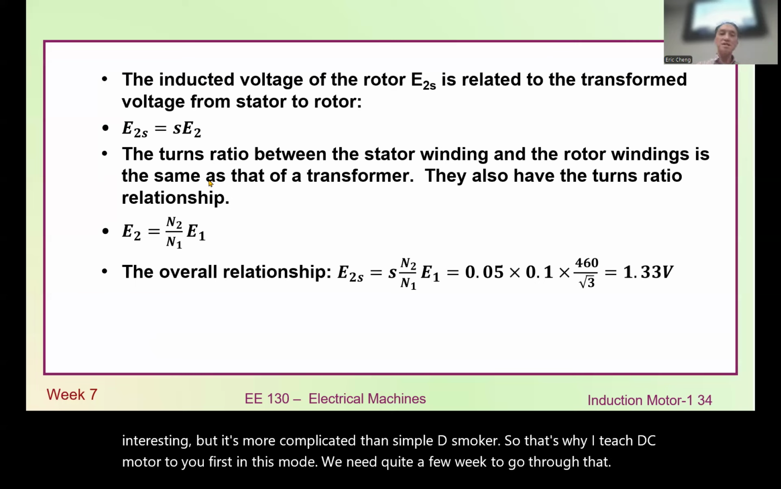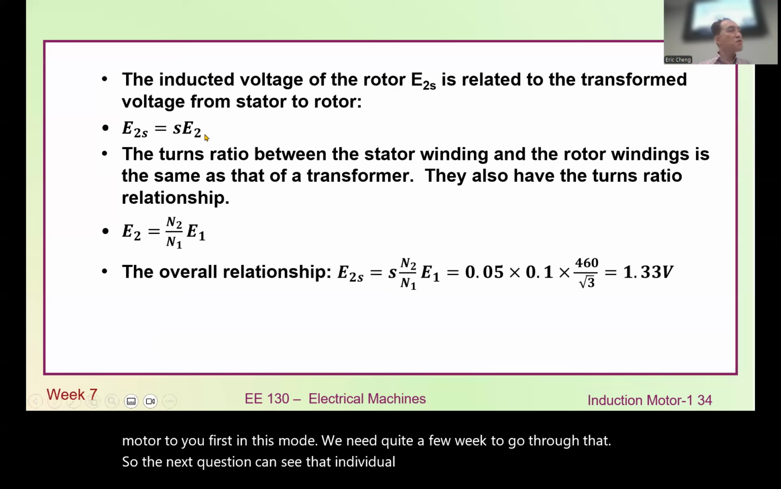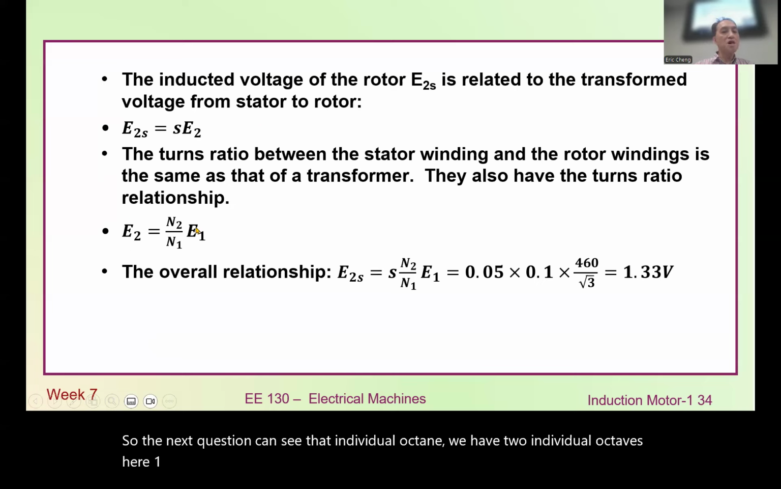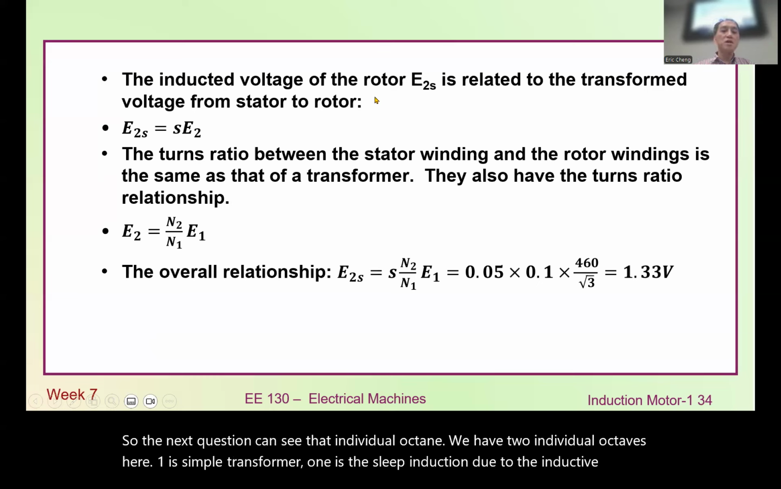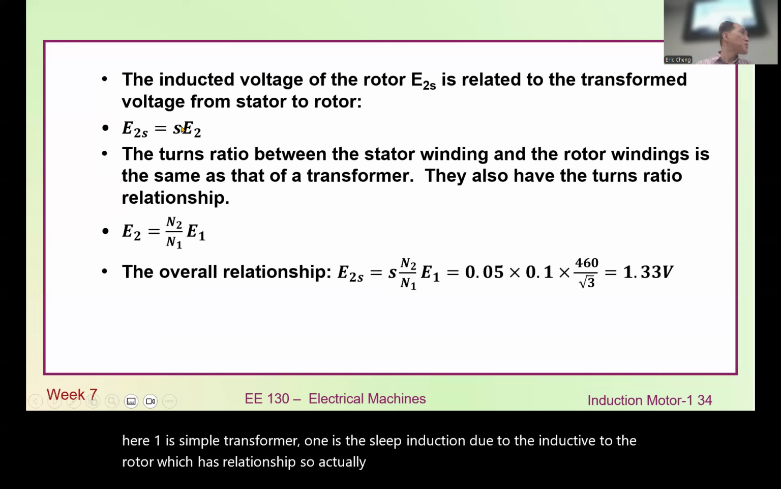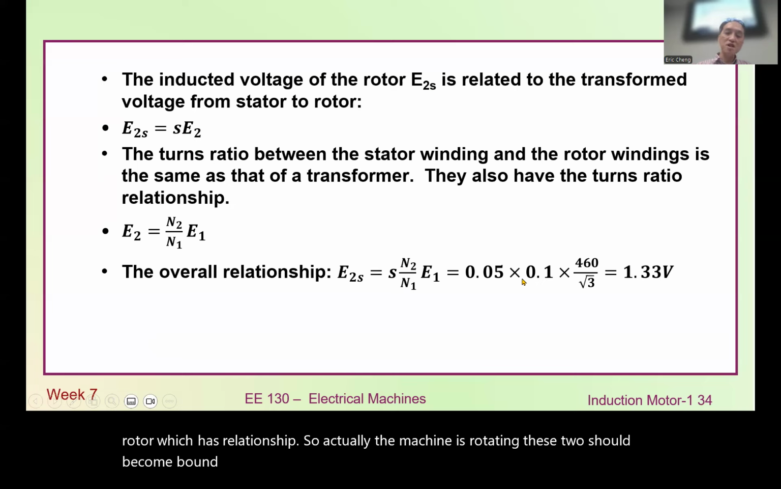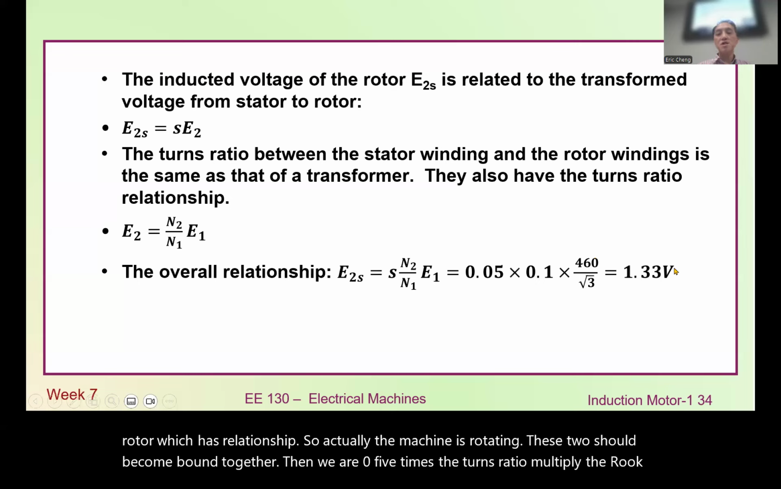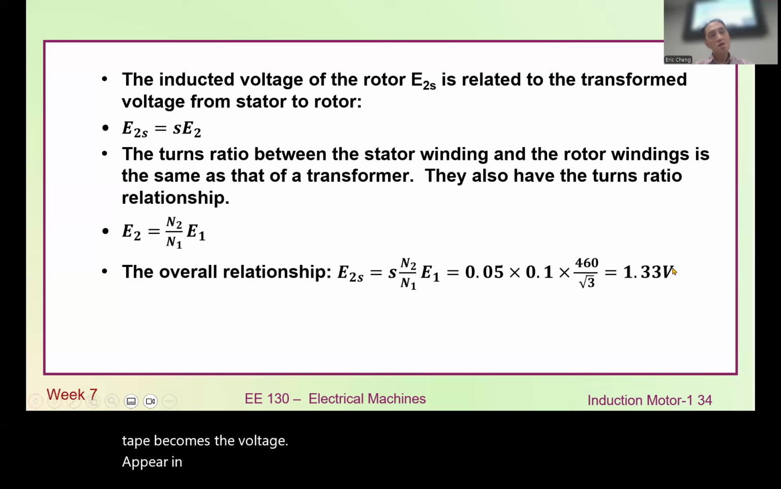So the next question, you can see the induced voltage. We have two induced voltages here. One is the simple transformer induction. One is the slip induction due to the induced voltage in the rotor, which has an s relationship. Since the machine is rotating, these two should be combined together. Then we have 0.05 times the turns ratio multiplied by the voltage, which becomes the voltage appearing in the rotor. So this voltage is actually quite low. Really, really low voltage.